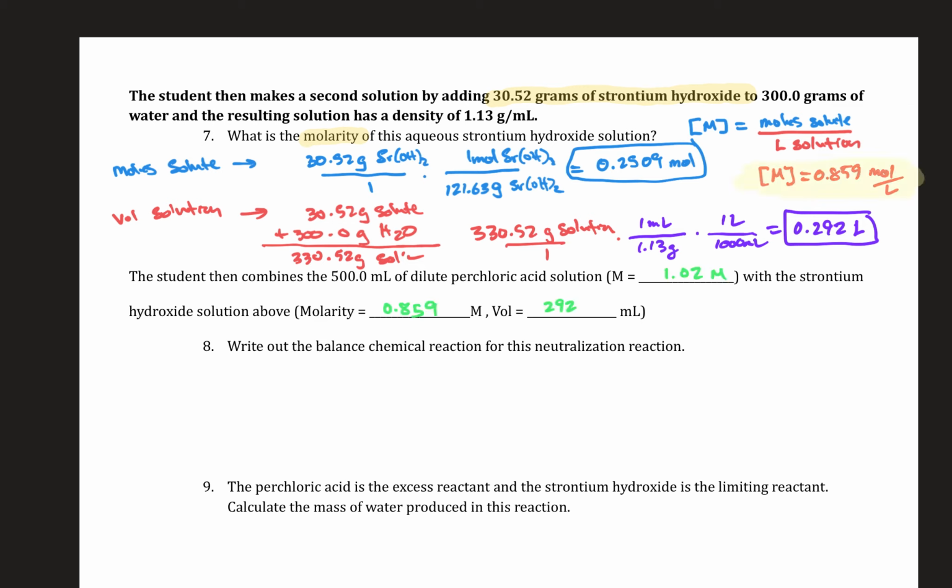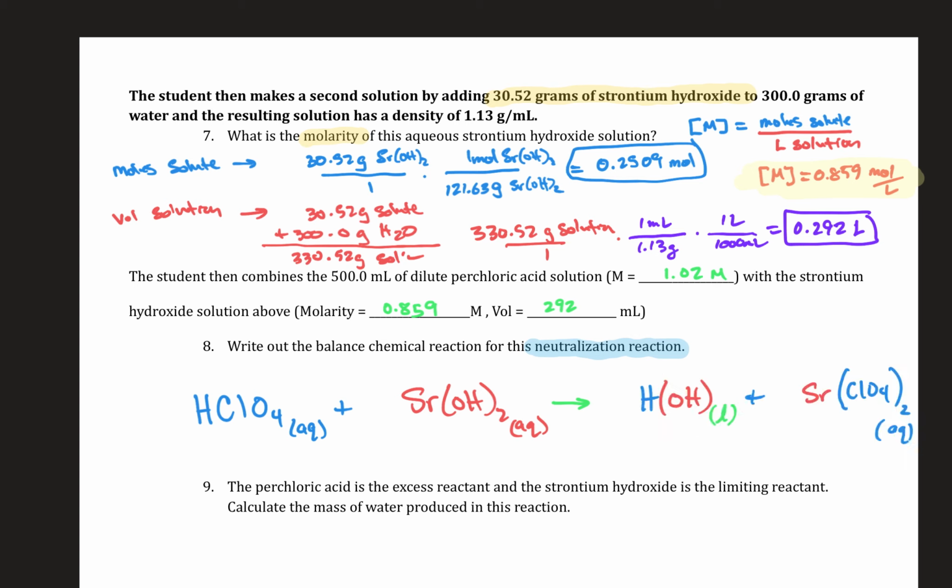So now we're going to take all these values and do a chemical reaction using stoichiometry. A student combines 500 milliliters of the dilute perchloric acid from the previous page, which had a molarity of 1.02 molar, with the strontium hydroxide solution we just made above, which has a molarity of 0.859 molar and a volume of 292 milliliters. We're going to start by writing out the balanced chemical equation for this neutralization reaction. When we say neutralization reaction, that's a term that we learned earlier in our reactions unit. It is a double replacement reaction between an acid and a base that makes water and an aqueous ionic compound.